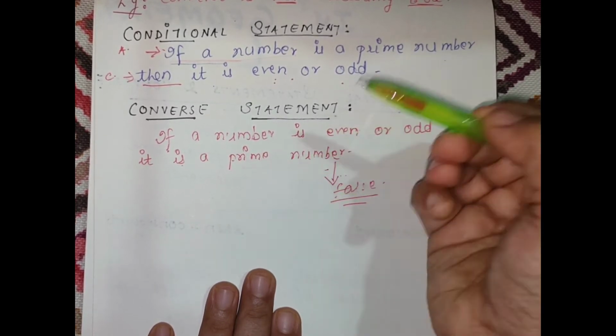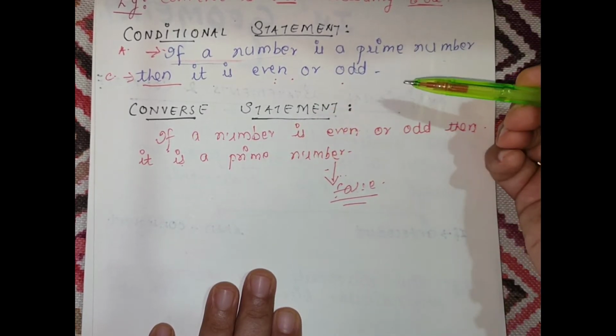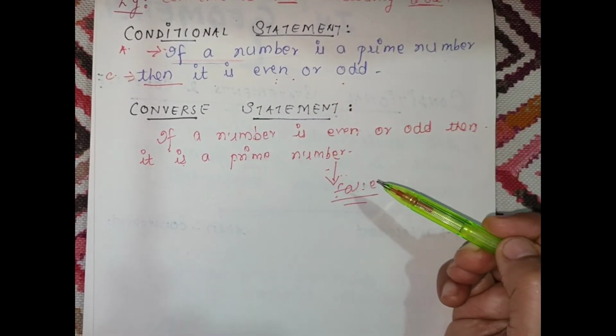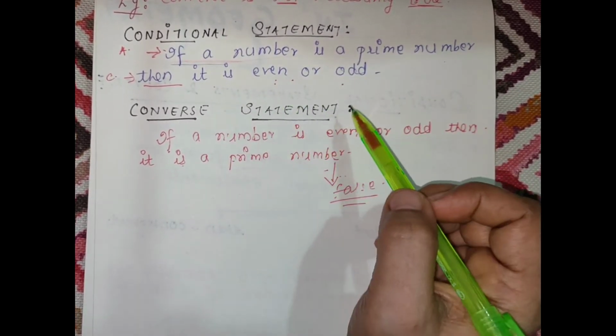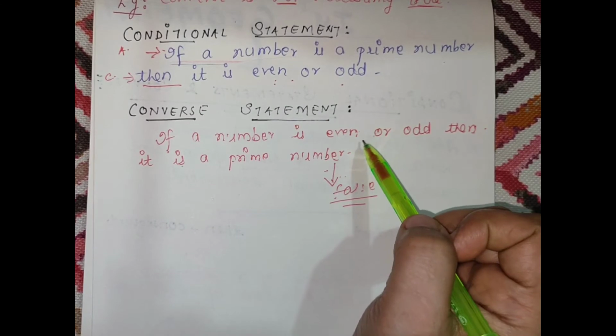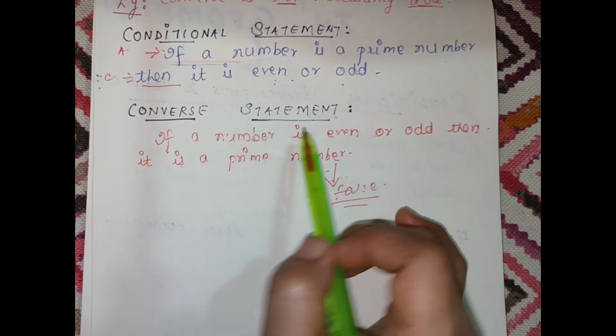So every time, the converse statement is not necessarily true for the conditional statement. हमेशा कन्वर्स स्टेटमेंट कंडीशनल स्टेटमेंट के लिए ट्रू नहीं हो सकता है. So this is what a conditional statement and converse statement are.